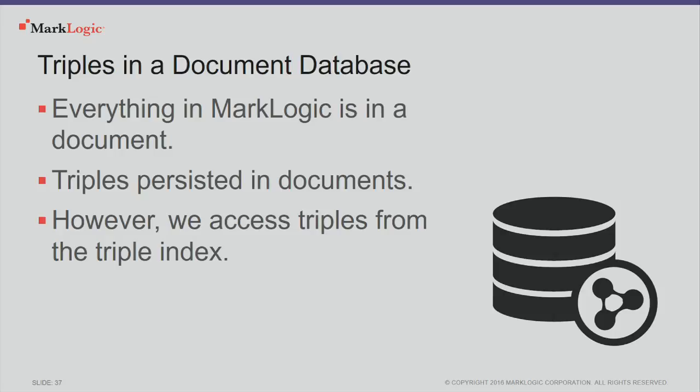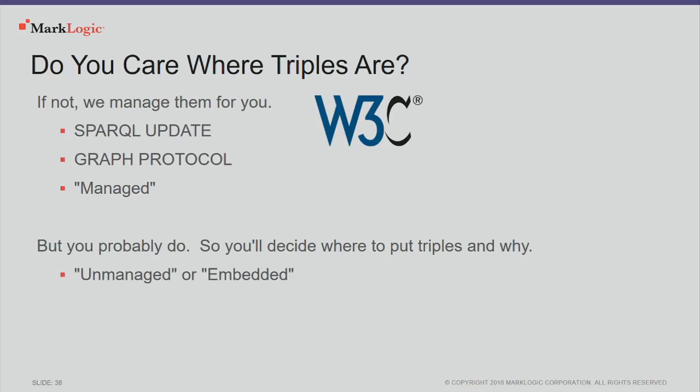But once MarkLogic has recognized it as such, they're put into a triple index, and that's the only place I'm ever going to have to look to get the values out. When you query for triples in MarkLogic, you're querying a triple index. Only when you go and get back source documents are you actually going to disk. So that's a good thing to keep in mind. So do you really care where these triples are? Well, maybe.